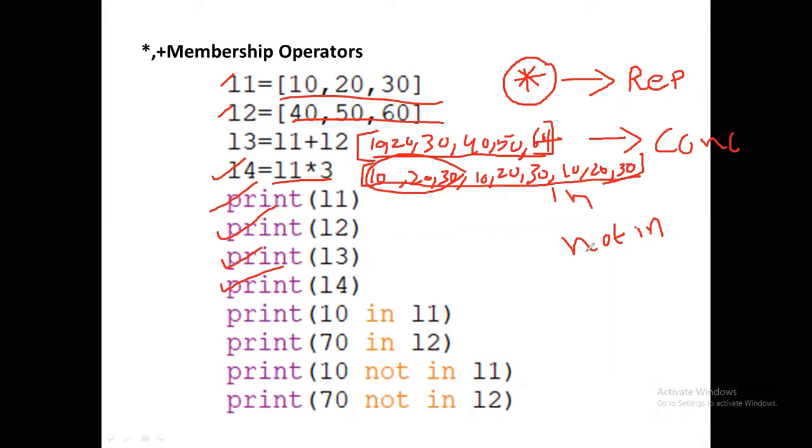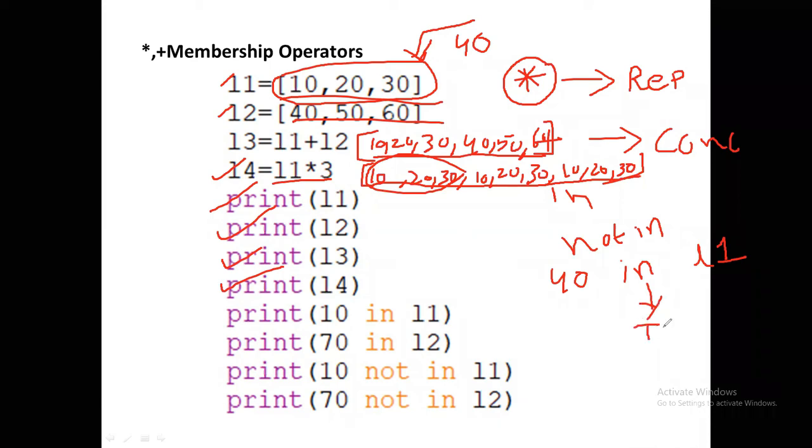So these are the two membership operators we are going to use in lists to know whether an element is in the list or not. What is the purpose of the membership operators here? For example, the list is 10, 20, 30. Now I want to know whether 40 is in this list or not. How? I give the instruction like this: 40 in L1. If it returns true, then 40 is in the list. If it returns false, then 40 is not in the list.